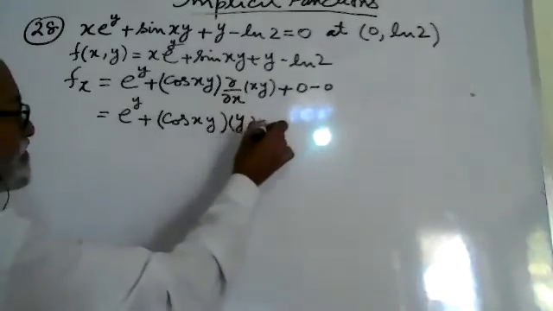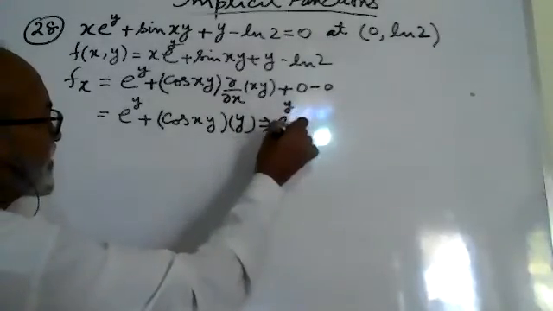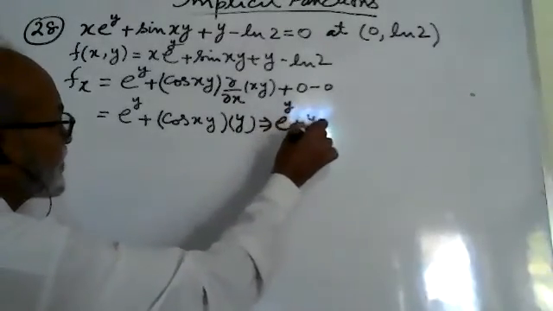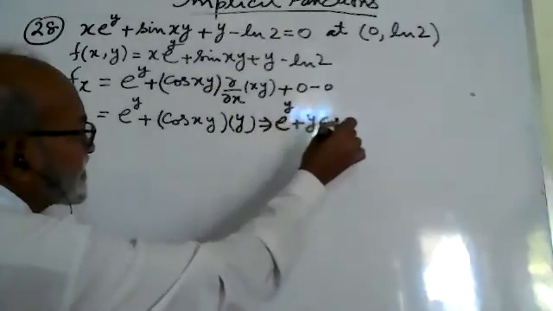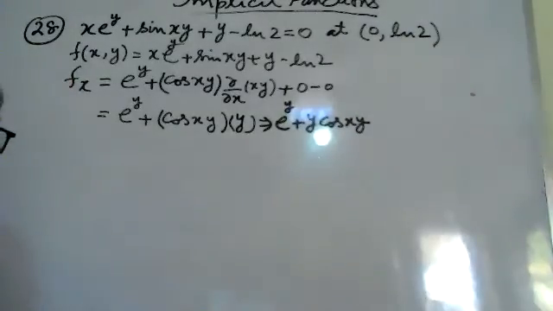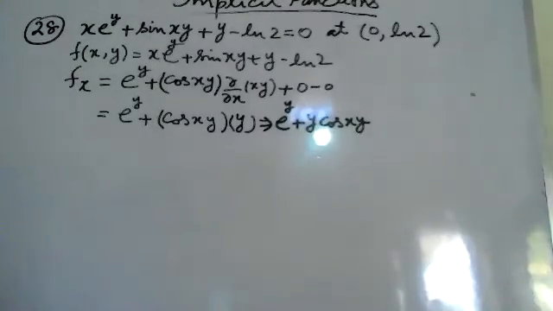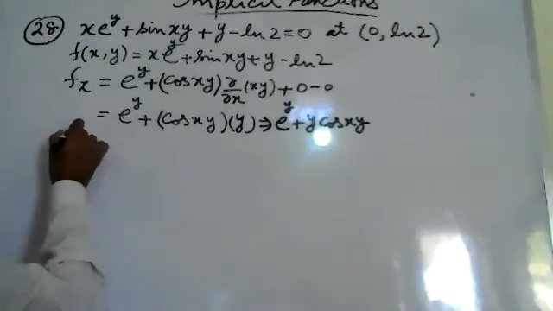So this will become e raised to power y plus y cos xy. This is f of x. Now we'll take f of y.